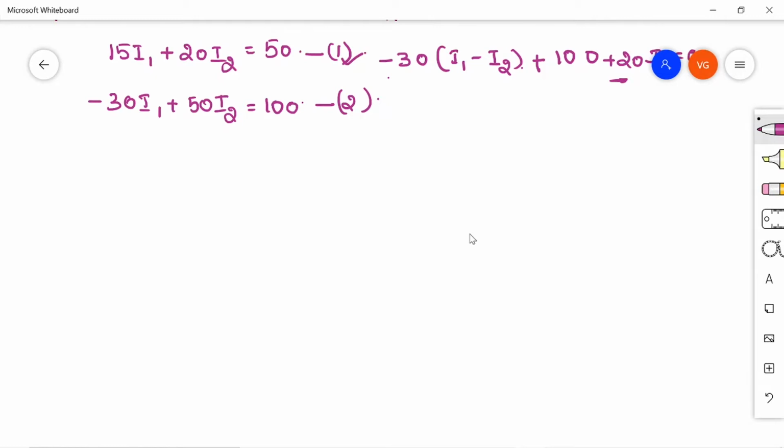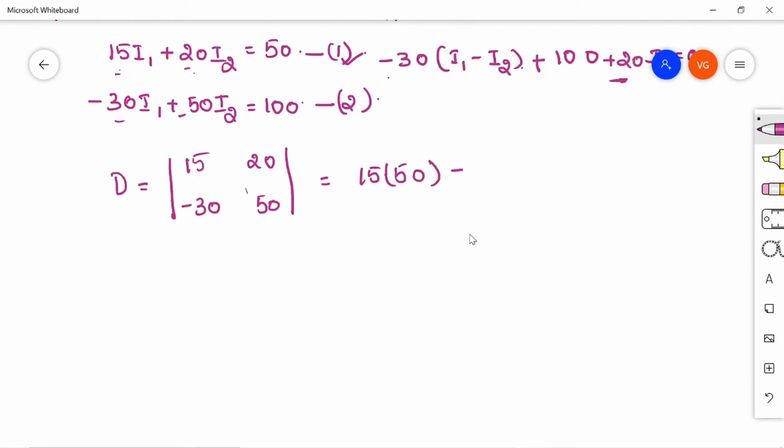So for that they use Cramer's rule. In Cramer's rule, you have to find the determinant. You just write the coefficients of these terms here: 15, 20, minus 30 and 50. I think you might have learned this in your M1 itself. So just AD minus BC here. 15 into 50 minus of minus 30 into 20 here, right? So that will be the determinant D. Here you will get it as 1350.